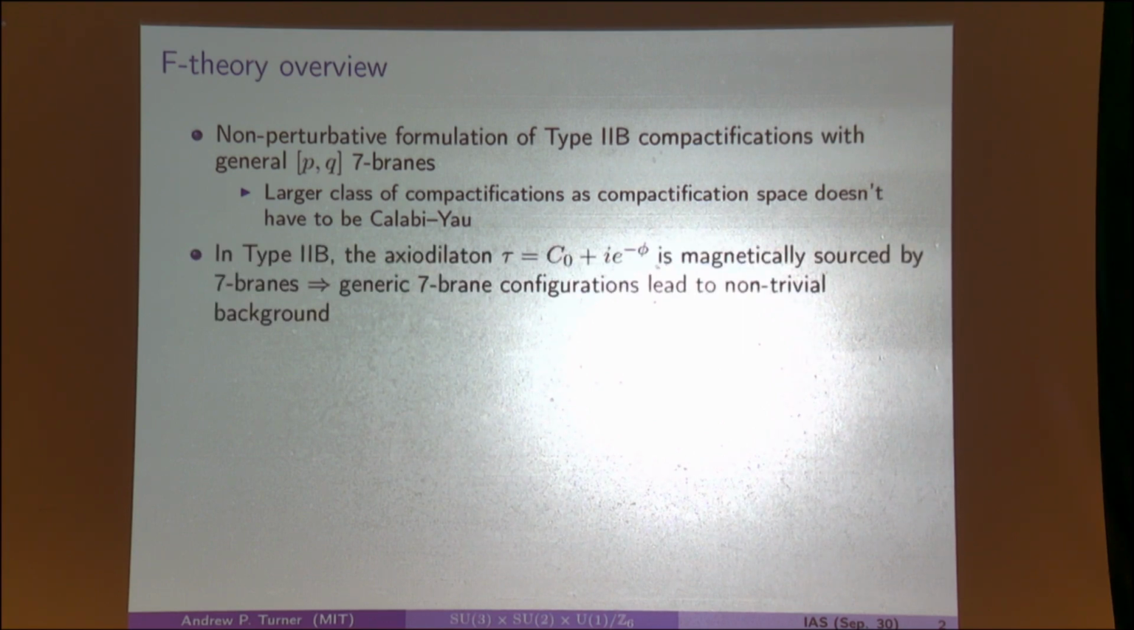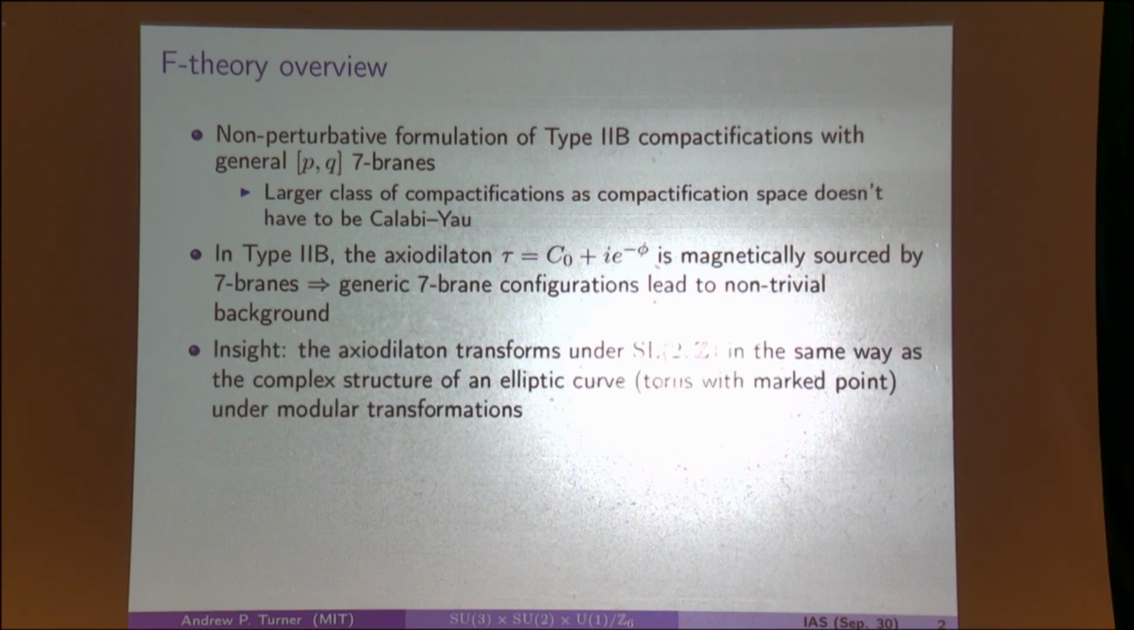So the issue that leads us to using F-theory is that in type IIB, there's an axiodilaton field, a complex combination of the axion and the dilaton, and it is magnetically sourced by 7-branes, which means that in a general 7-brane configuration, you'll have a non-trivial background, and the back reaction of these 7-branes means that you can't have vanishing Ricci curvature, so the usual Calabi-Yau compactification won't work here.